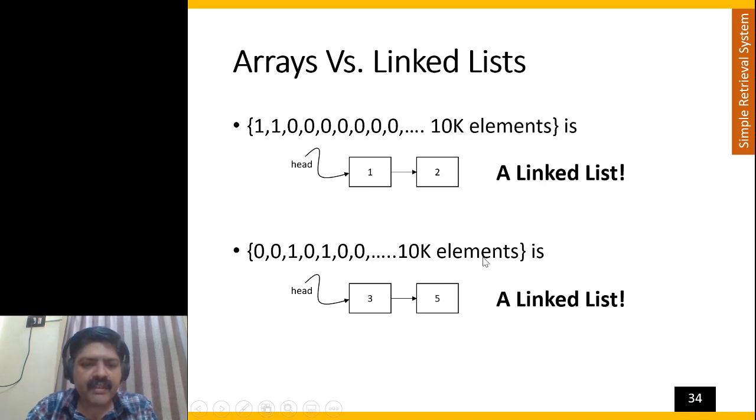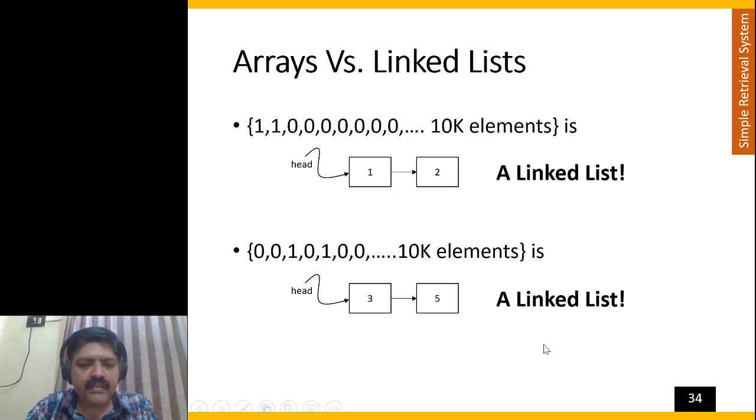Here is another example. If I have another 10,000 element array where only the third and the fifth elements are ones, I simply draw a linked list like this. So I urge you, if you have not studied the linked list structure, to go and look it up.